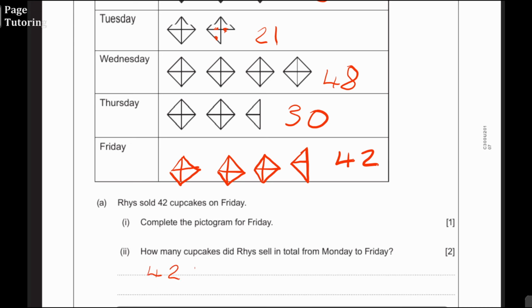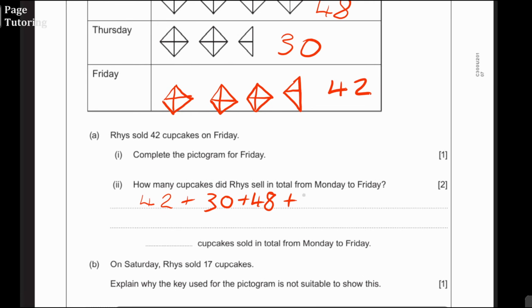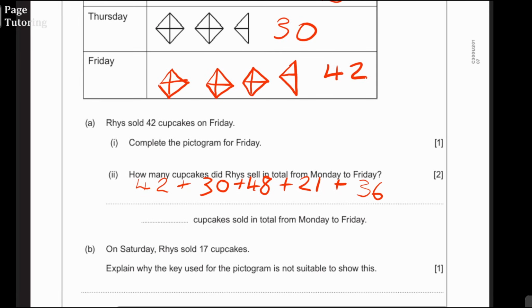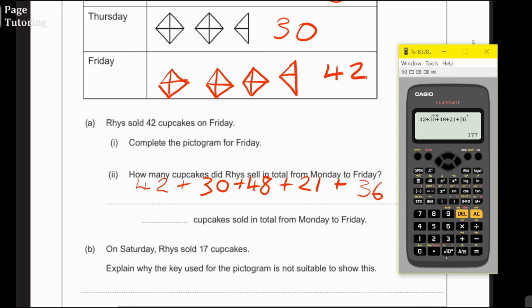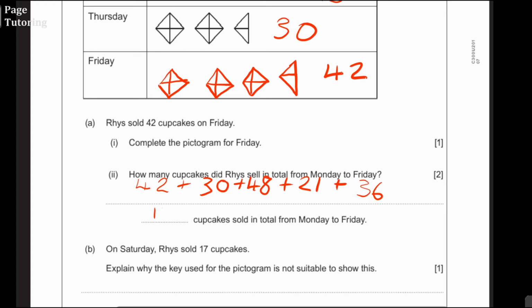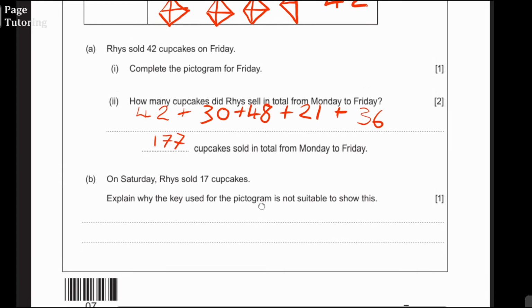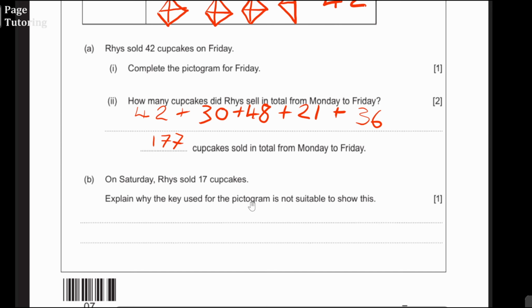So 42 plus 30 plus 48 plus 21 plus 36. We don't need to do that in our heads because we have a calculator, so we're just going to plug that in. So in total we have 177.